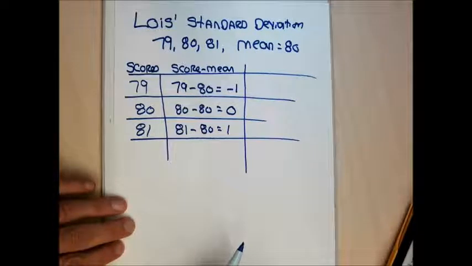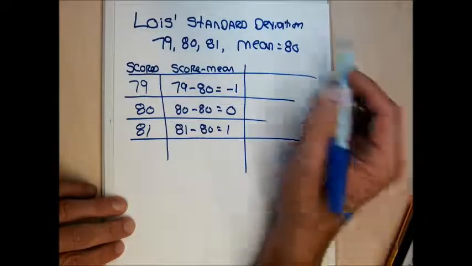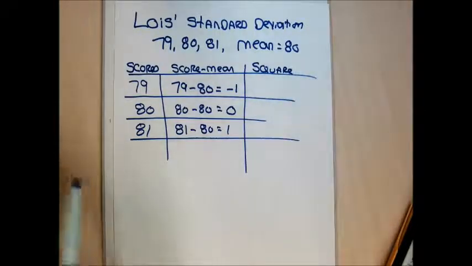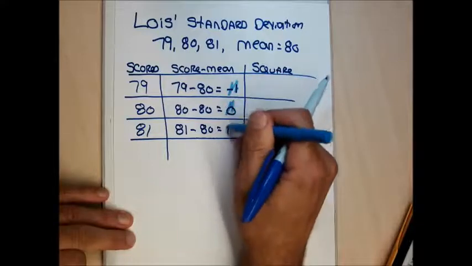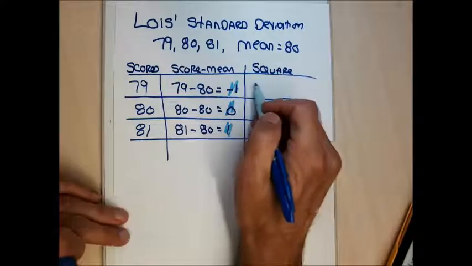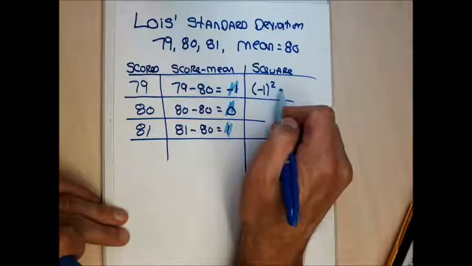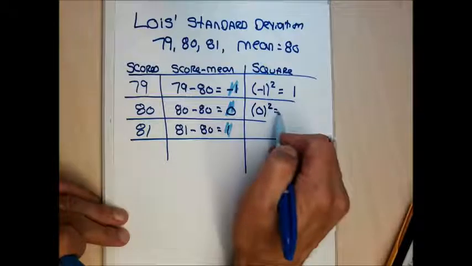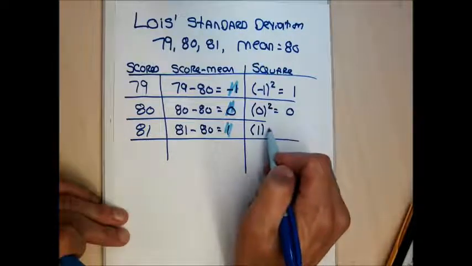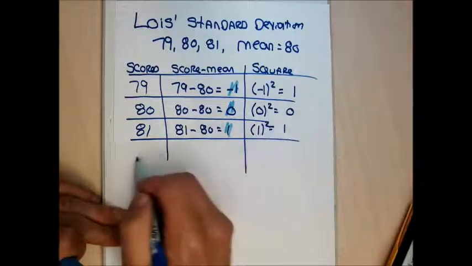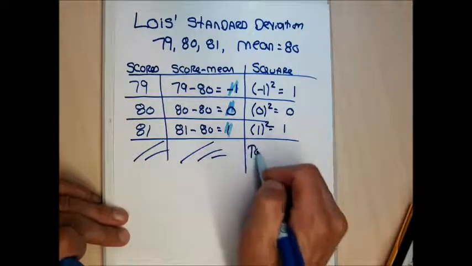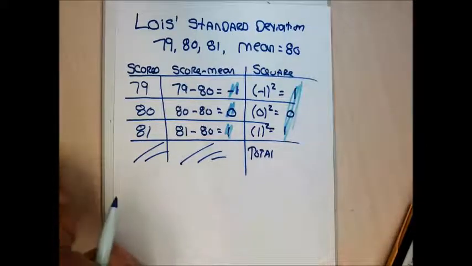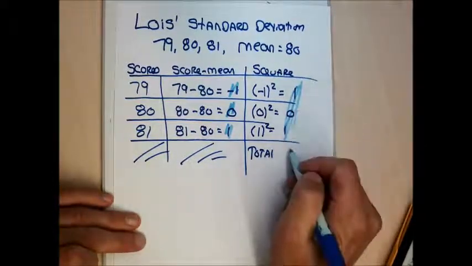I'm going to fill out my last column here in a second. So now I'm going to square each number. The numbers that I'm going to square are the negative 1, the 0, and the 1. So in this column, I'm going to go negative 1 squared, which is negative 1 times negative 1, which is positive 1. 0 squared, which is 0 times 0, which is 0. 1 squared is 1 times 1, which is 1. Then I total up these 3 numbers. I'm going to add up those numbers, 1 plus 0 plus 1. 1 plus 0 plus 1 equals 2.